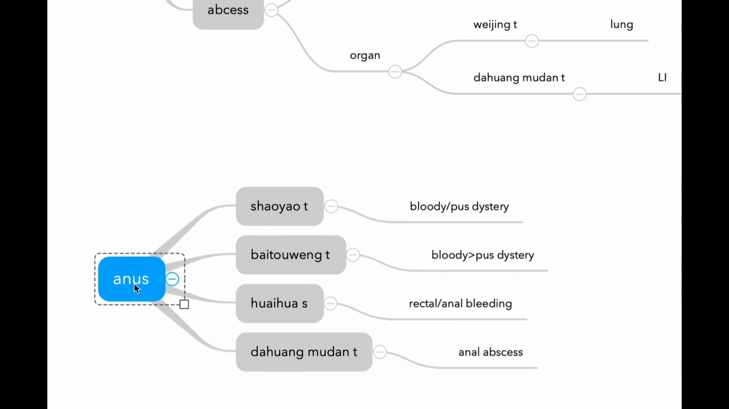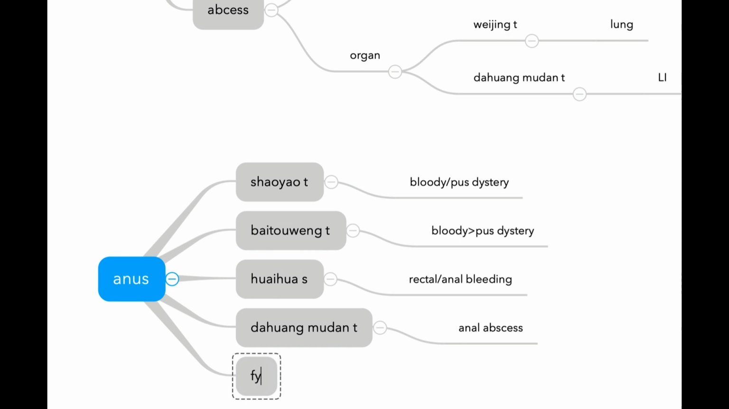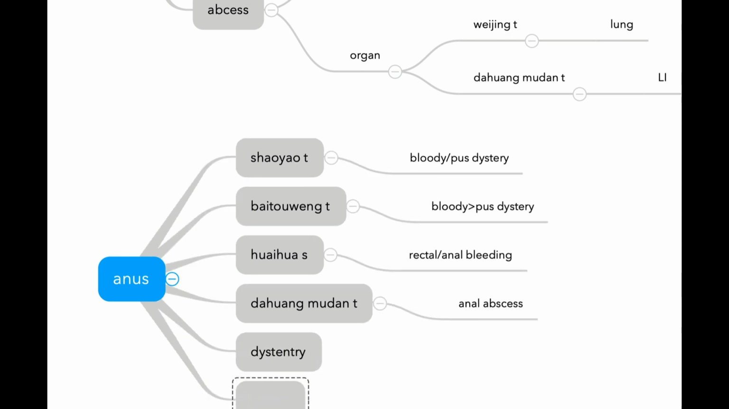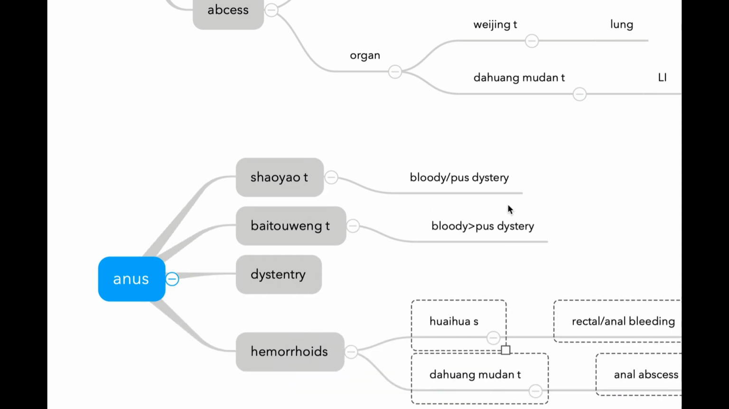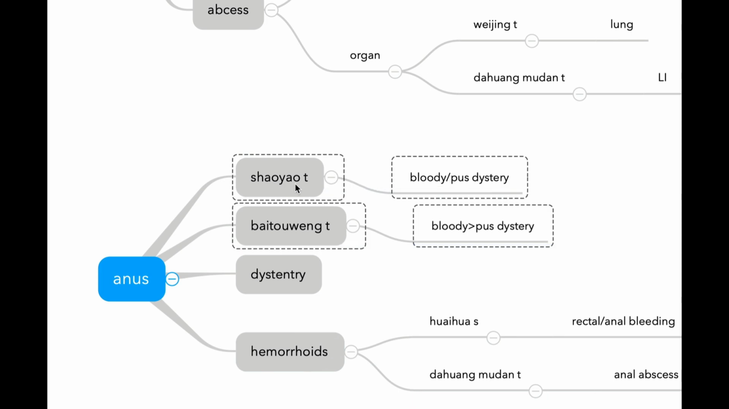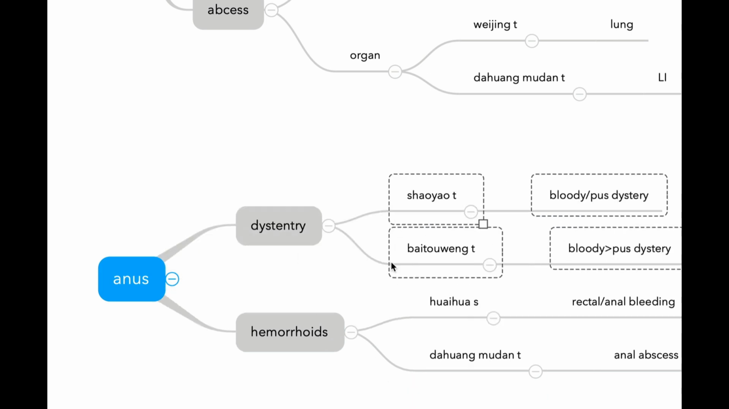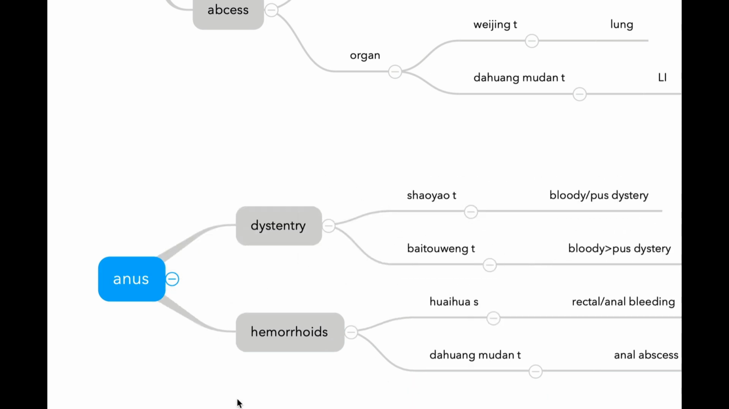I think there is a better way. The dysentery and hemorrhoids. These two treat hemorrhoids, and these two treat dysentery. All related to rectal and anal bleeding.